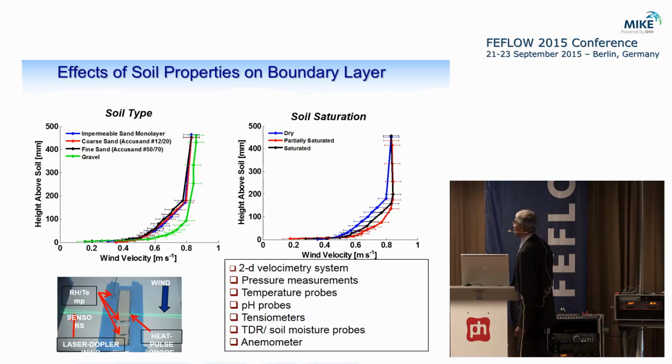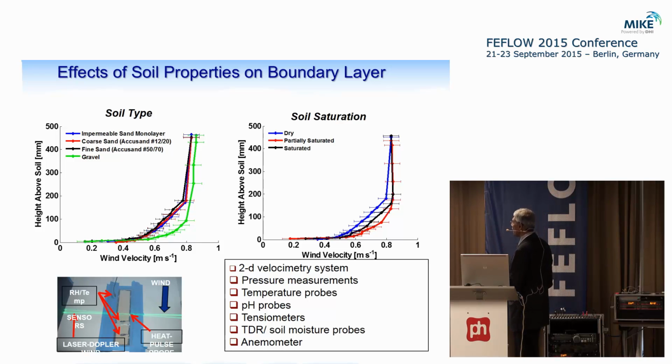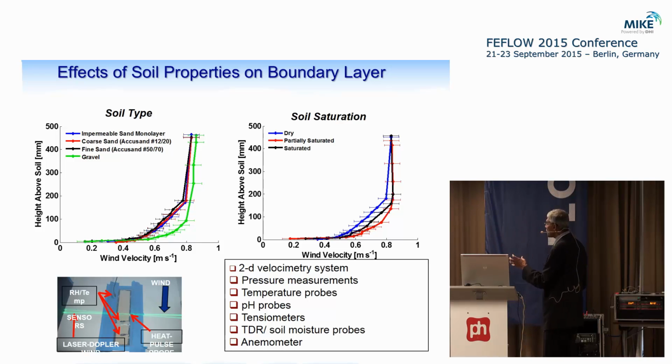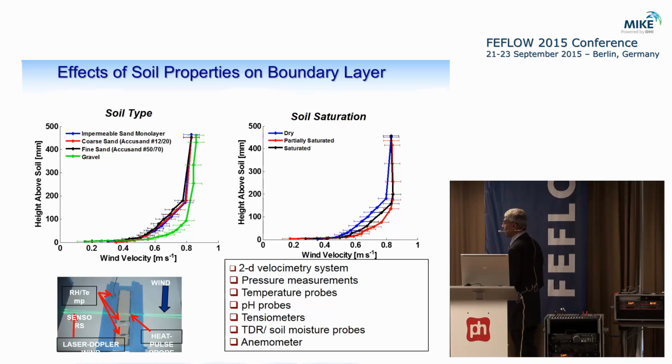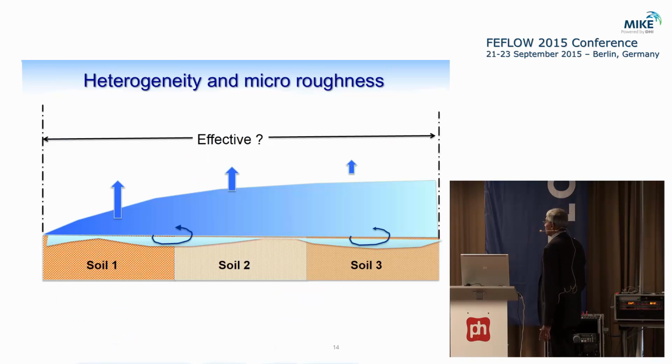So you could see that in this particular case, we are looking at the effect of the boundary layer on different soil types and soil moisture conditions. So we have the ability to get very highly accurate data, so we can validate models at that scale, because we can go up to an 8-meter length scale, so we can look at some of these scaling issues.